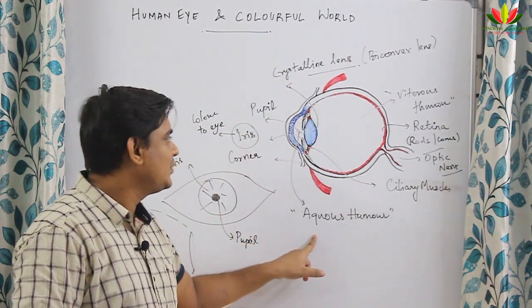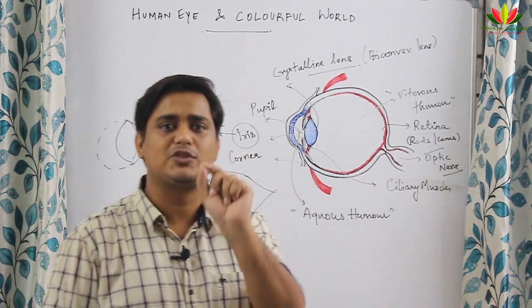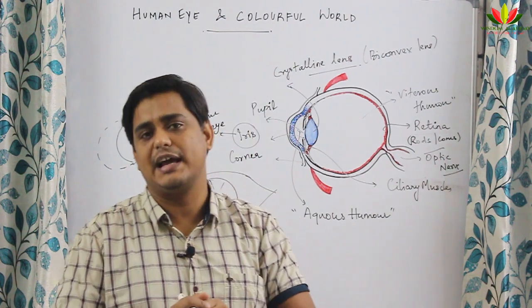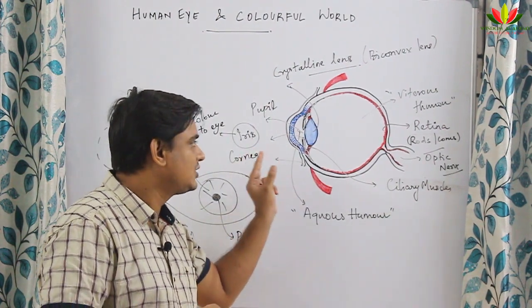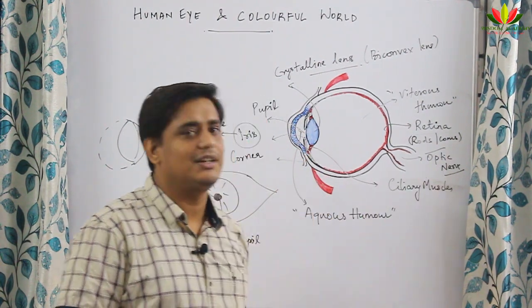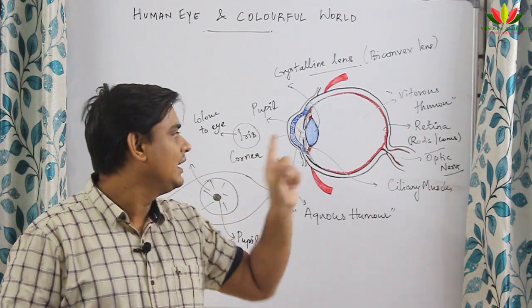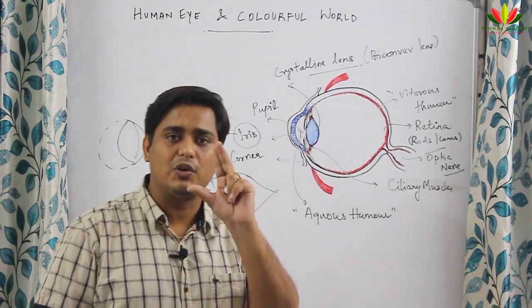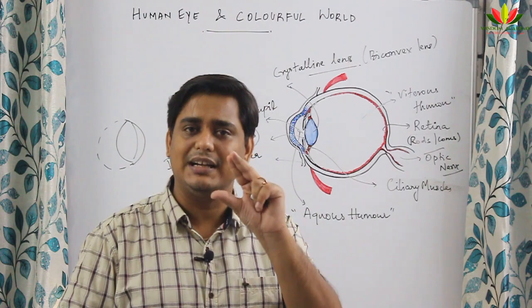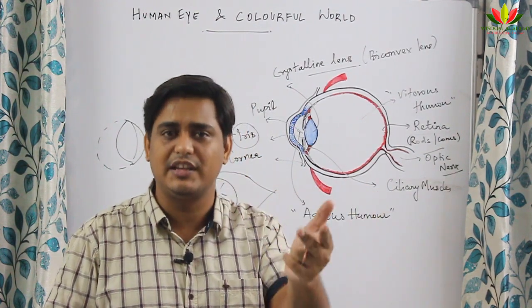Then we have aqueous humor present between the cornea and the pupil. This liquid helps us to maintain the pressure on the eye. It also helps to provide nourishment to our eyes. Then we have ciliary muscles. These muscles control the bulging or the elongation of the lens. So it will control the size of the lens so that the focus of the lens changes with the requirement.